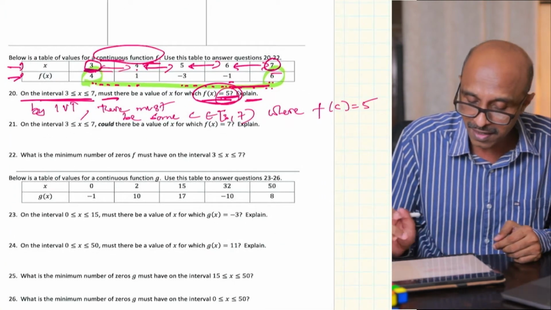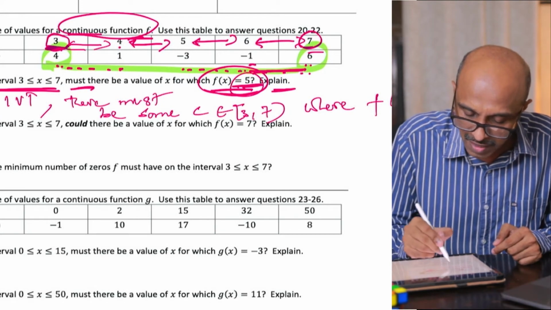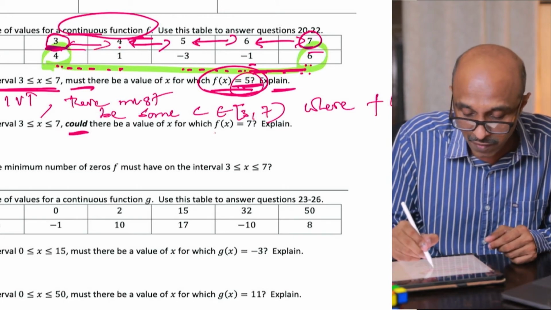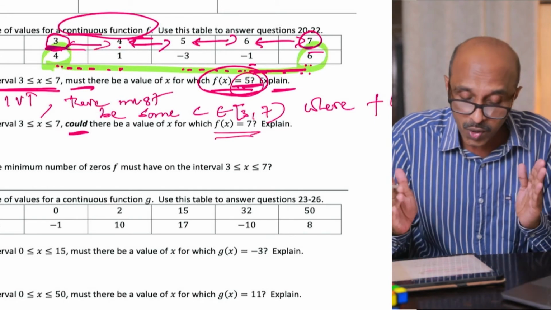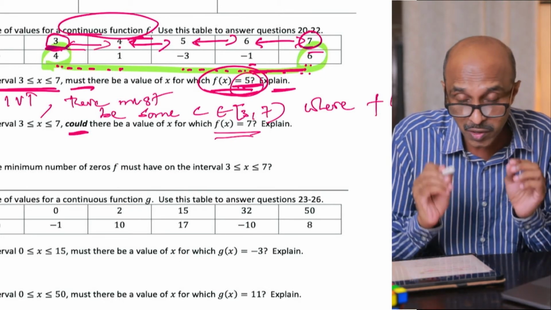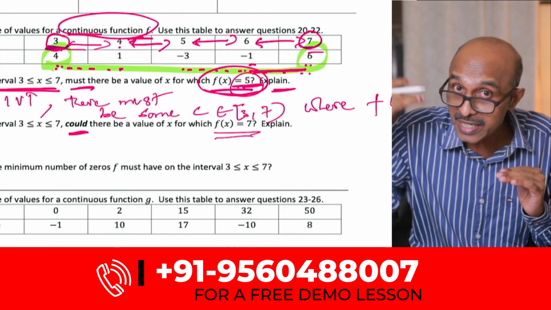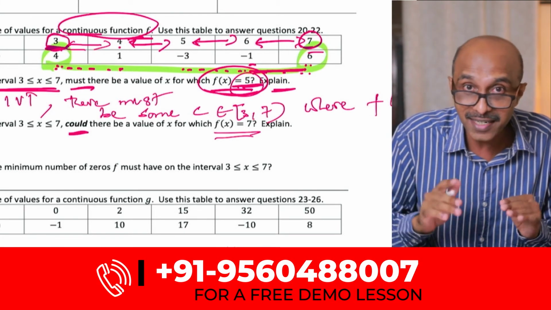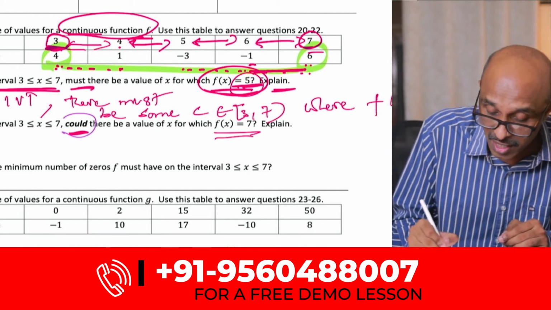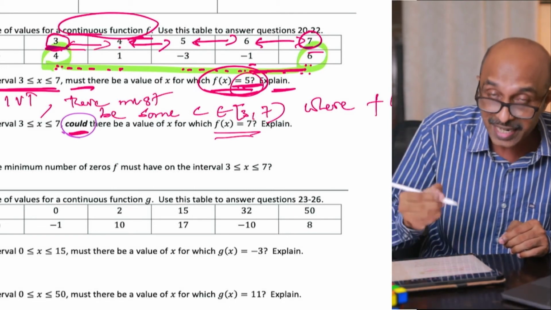Let's look at the other question here, 21. It says, on the interval 3 to 7, could there be a value? Look at these words. Could there be a value for which the value of the function is 7? Now, we know the question says that the function is continuous from 3 to 7. The x values are 3 to 7 and the values of the function are going from 4 to 6. What happens after 6? That has not been guaranteed by the intermediate value theorem. So there is no such guarantee. It says, could there be? It could be, but we can't be 100% sure. And that is what we want to say.